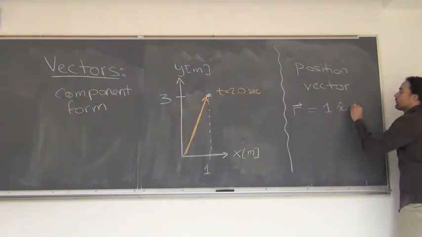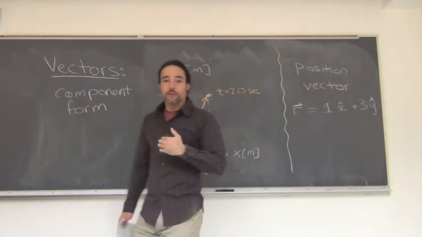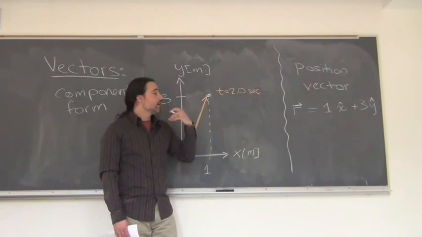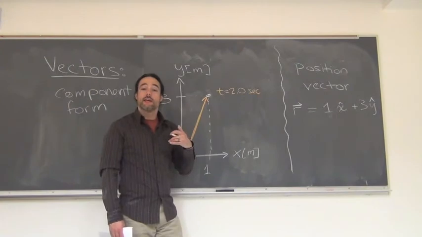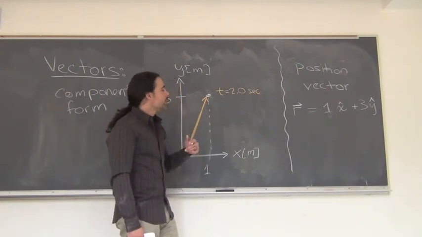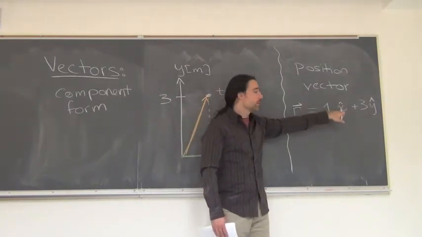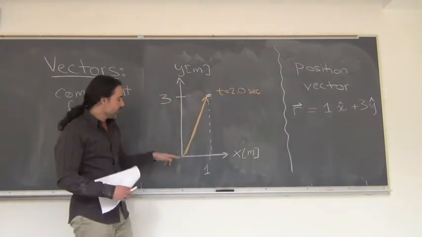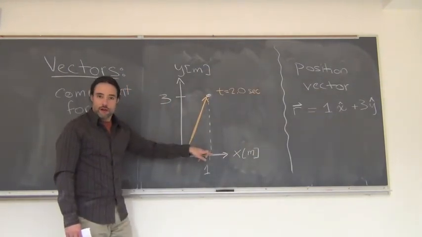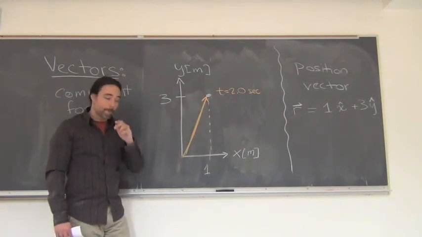Then we could say plus 3 meters in the y direction. So just as I used x with a little hat on it, I can also use y with a little hat on it to represent motion in the y direction. So I have my r vector equals 1 x hat plus 3 y hat. What does that mean in practical terms? It means, go over 1 in the x direction, then go up 3 in the y direction, and that tells you where you are.